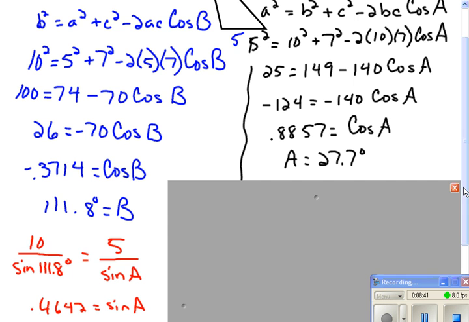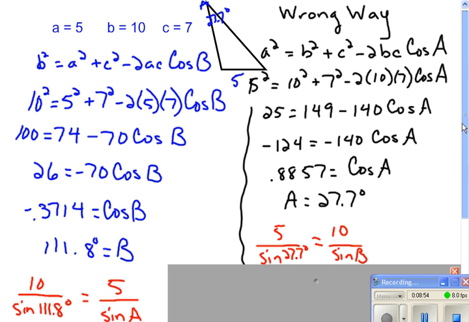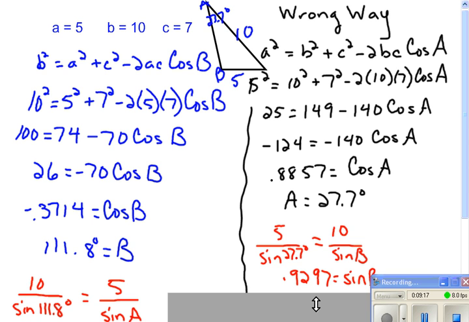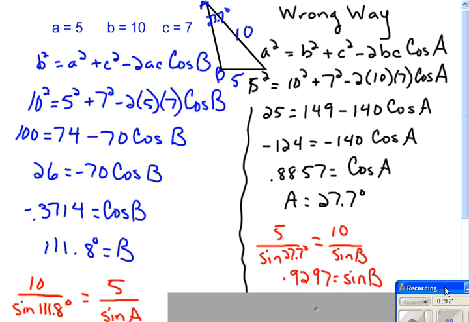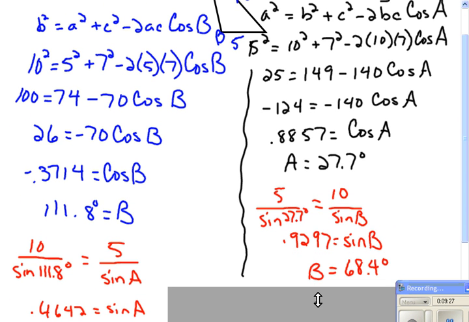If we're really not thinking about it, we would just go alphabetically, and we would use the law of sines, and we would have 5 over sine 27.7, because A is corresponding to angle A, equals 10, so side B is 10 over the sine of B. And when we do our cross multiplication, 10 times the sine of 27.7 divided by 5, we would get 0.9297 equals the sine of B. And when you do the inverse sine, you get B is 68.4 degrees.